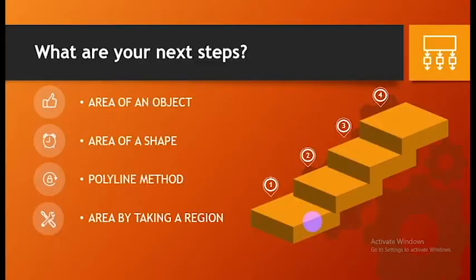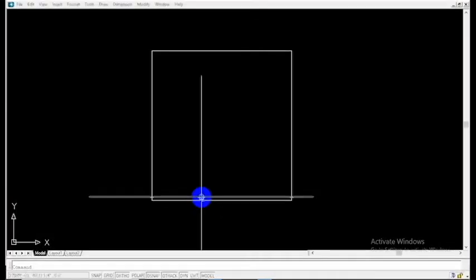Today we will use many methods, 4 of them. Area, we will find the area of an object. We will find the area of a shape, an open shape. We will find the area by polyline method, and then we'll take area by taking a region of an object. So let's start. So here we are.